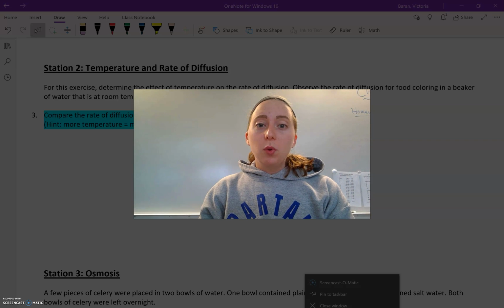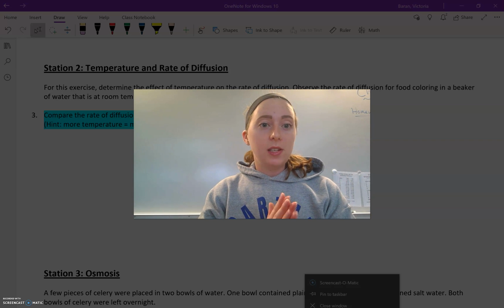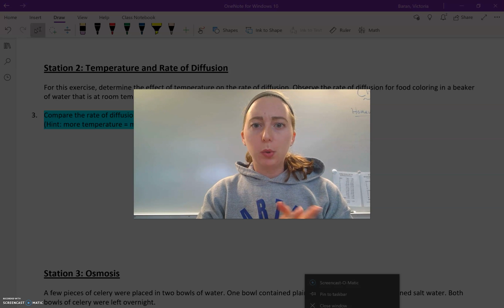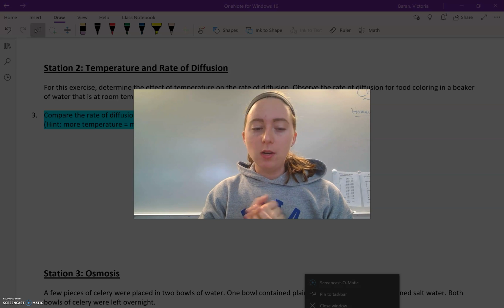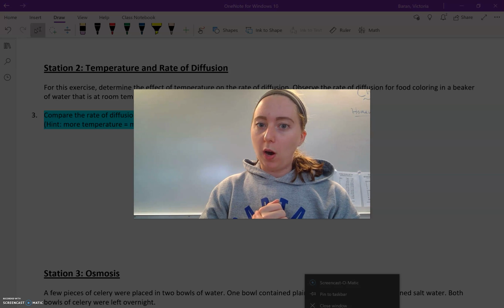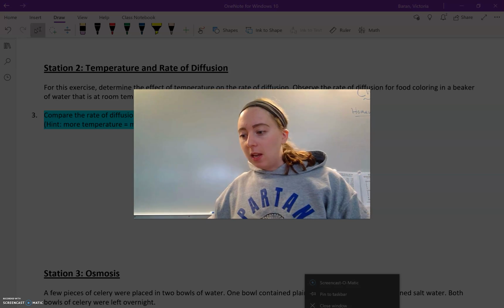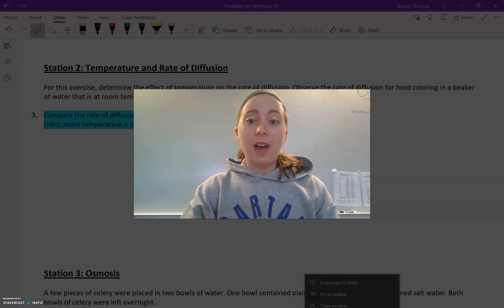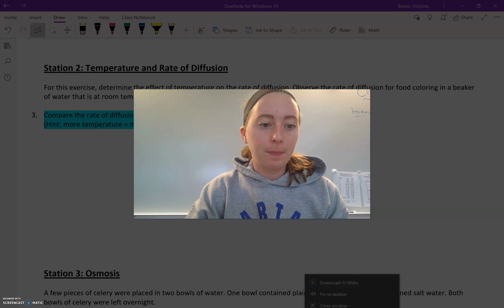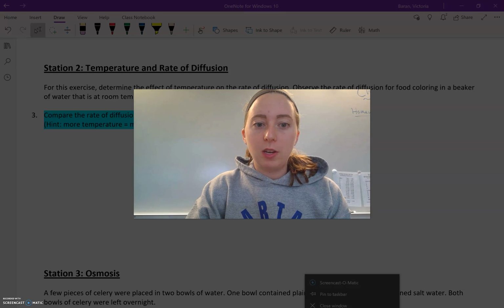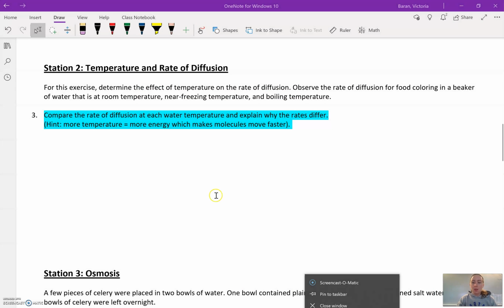All right, so to summarize, the near freezing water, the cold water, very slow diffusion. The room temperature water, a little bit faster than the cold water. And then the warmer water was definitely the fastest out of all of them. So using that information, I want you to answer the question number 3 here. So talk about how the rate of diffusion of each temperature and explain why those rates differ.